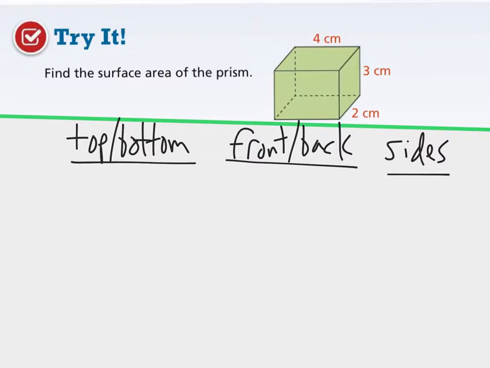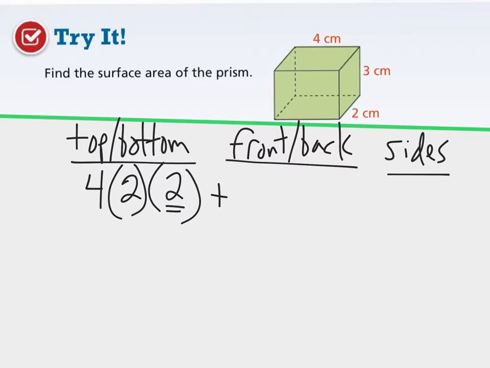So top and bottom, dimensions would be 4 centimeters and 2 centimeters. The 4 we can see on the top already. The 2 you'll see on the bottom. We know area of a rectangle, we do length times width. So 4 times 2 would be one of those. If you want to say plus another 4 times 2, you can. I'm just going to say times 2 because we have 2 identical top and bottom. So we get one of them, we double it, that would be the total area with the top and the bottom.